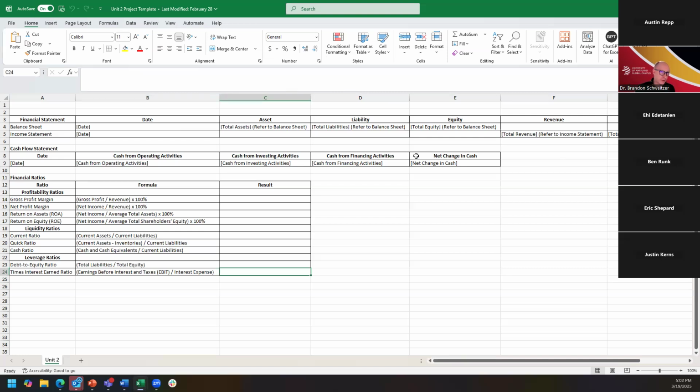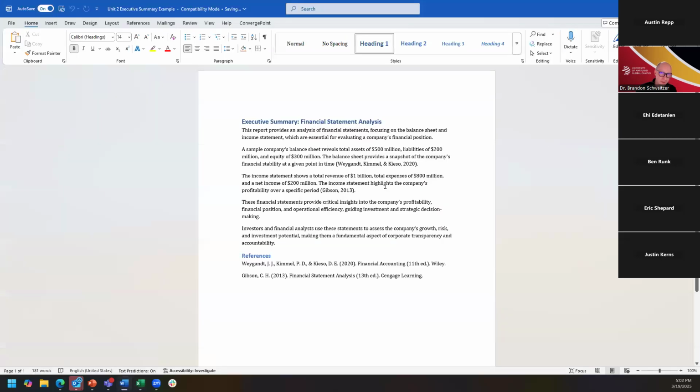And that'll help you with Unit 2 on the Excel side, and then you'll create an executive summary. Of course, this example is not complete, but you'll explain the ratios. We want you to develop a sense of the ability to analyze, right? Demonstrate the analysis in your executive summary. But those are your action items for this week.